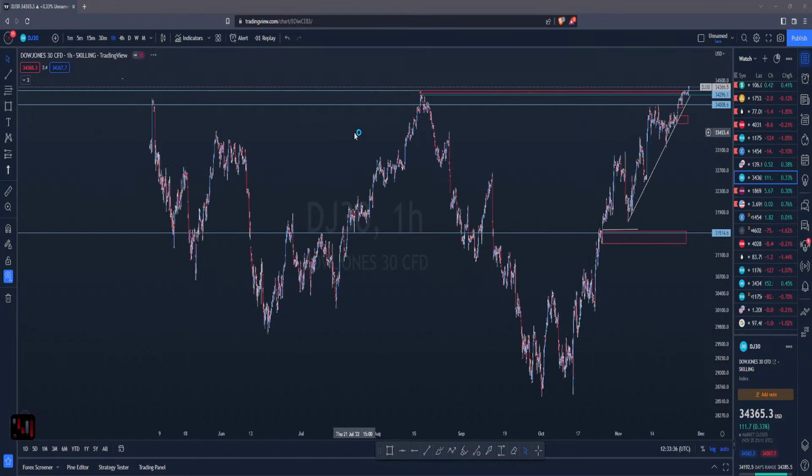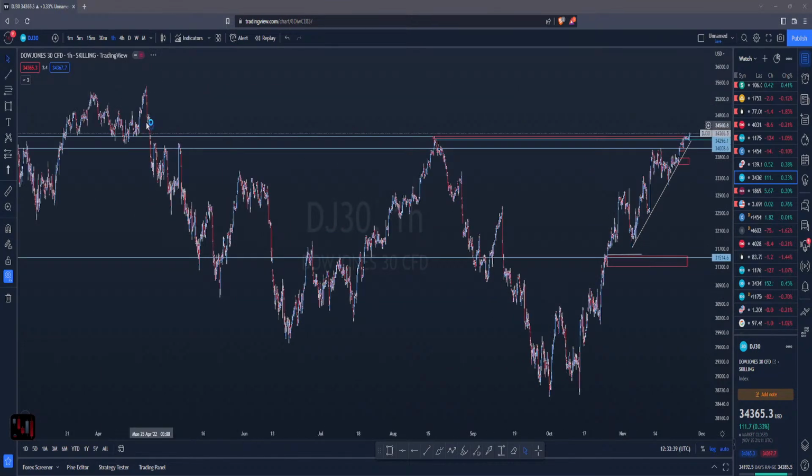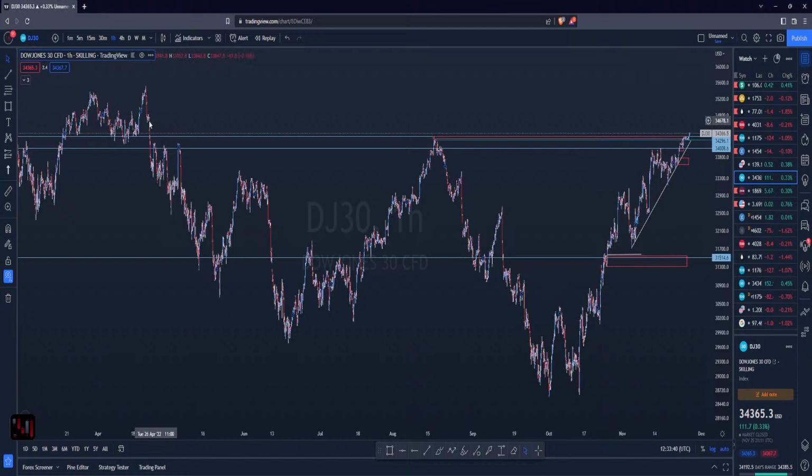What's next in here on the Dow? Yeah, we do have this level in here to look at.